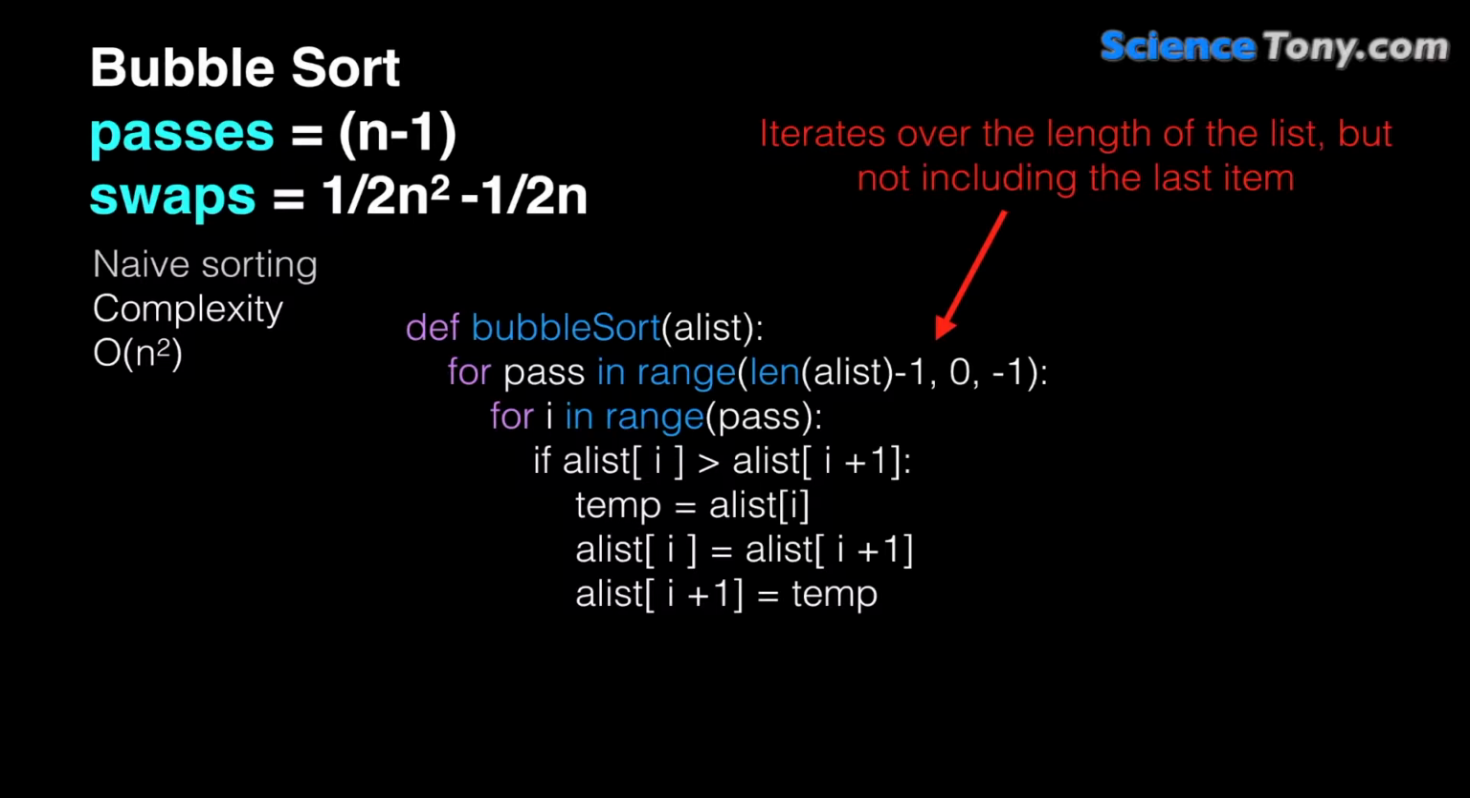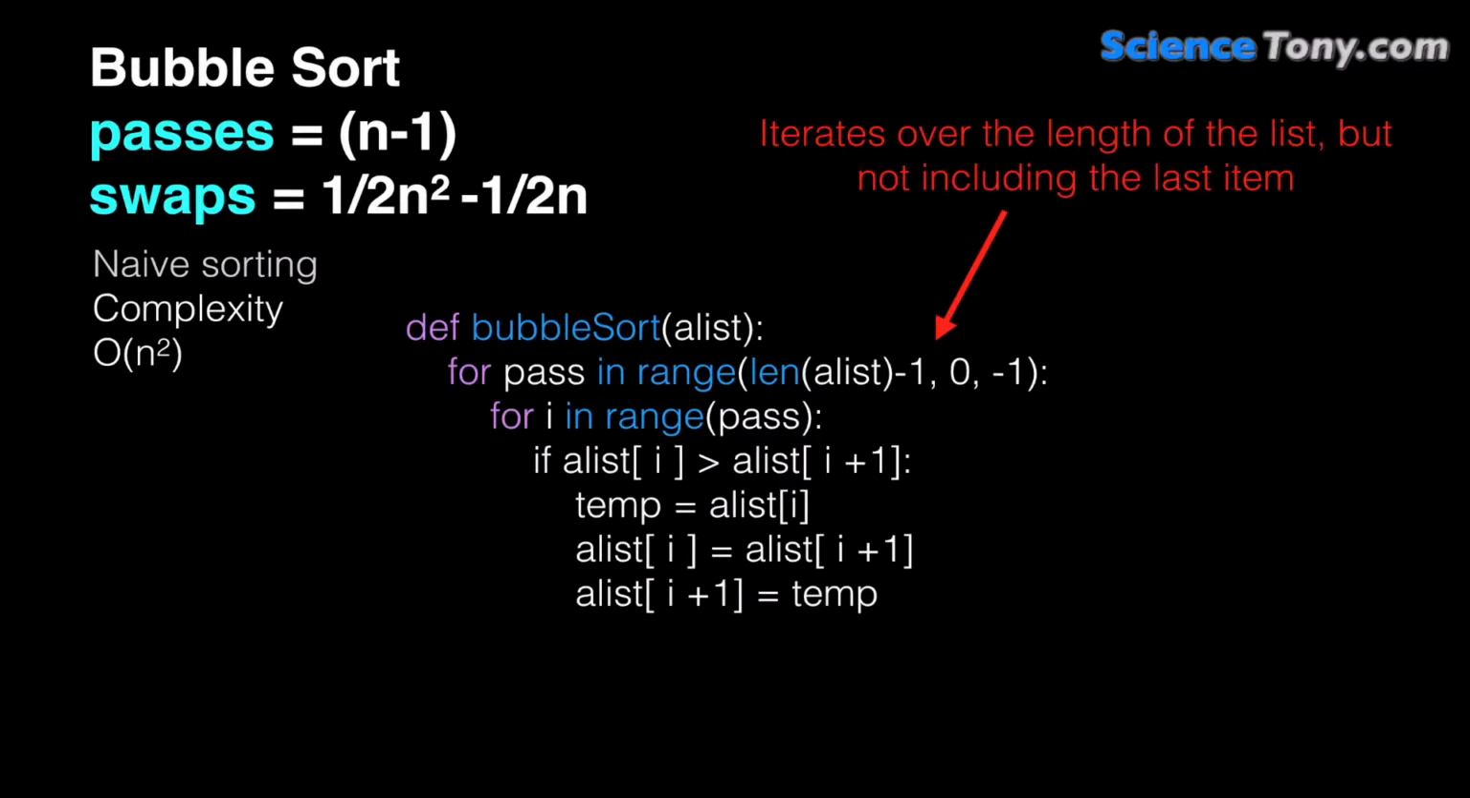For the second loop, for I in range of pass, so pass is going to be 7, I will start at 0 and it will stop at 7. And it will keep going through this piece of code until I equals 7. What's going on in the second for loop is a comparison is being made. If we take I as being 0, it will compare it to what I plus 1 is, so that's going to be whatever is in index 1.